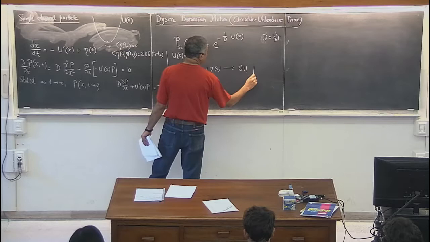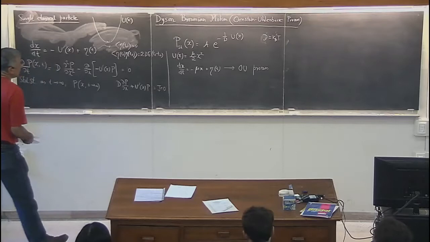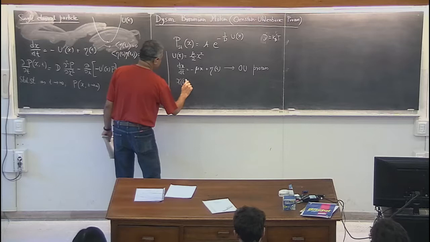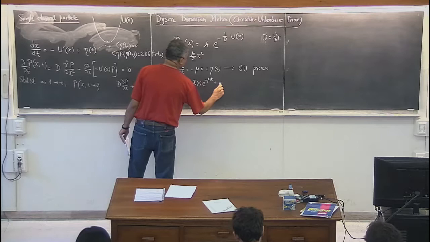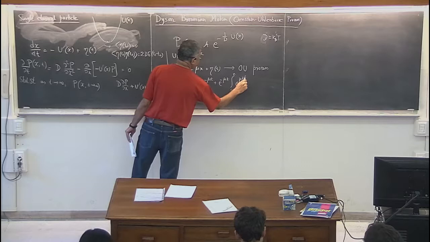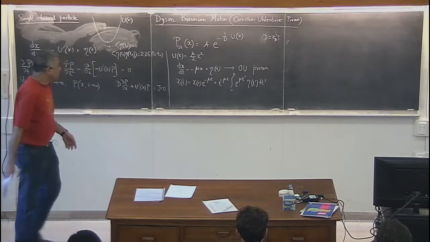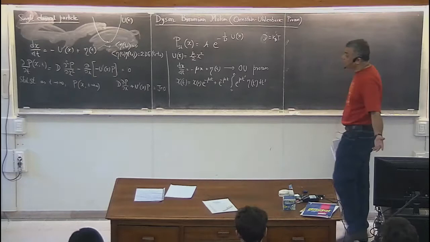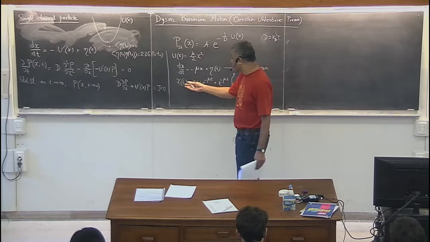Now this is a particularly simple process because this is a linear equation. And so you can write down the solution explicitly as x of 0 times e to the power minus mu t plus e to the power minus mu t times an integral of the noise. So it's just a linear function of this noise. That noise is a Gaussian process, so therefore x of t is a Gaussian process. So all you need to know to calculate its distribution is just the first two moments, mean and the variance. Okay? So that's trivial to compute.